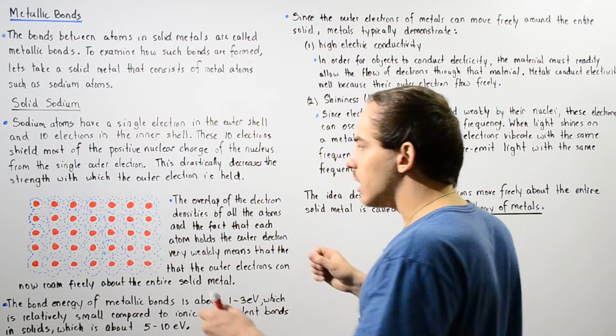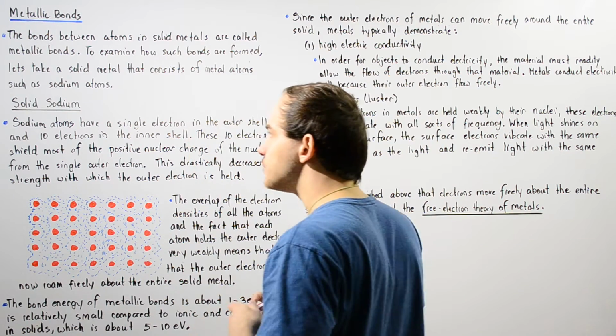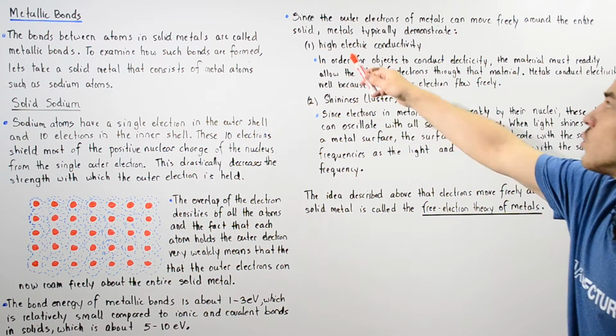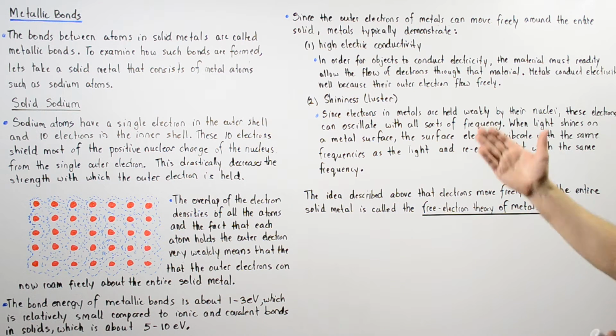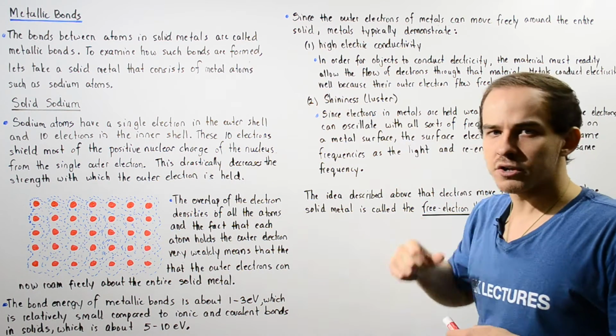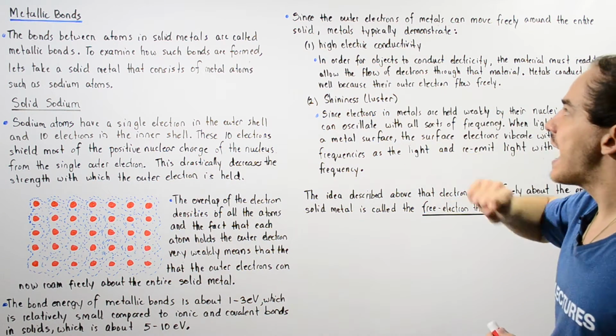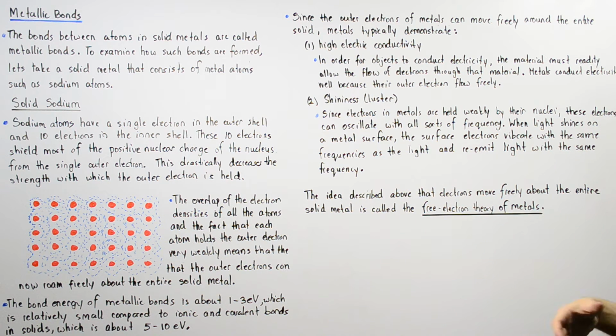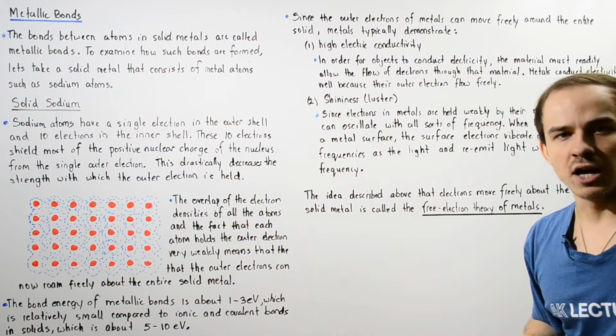Now, as a result of these metallic bonds, solid metals have very interesting properties. Since the outer electrons of metals can move freely around the entire solid, metals typically demonstrate two very important things. Metals have a high electric conductivity and they're shiny, so they exhibit something called luster.